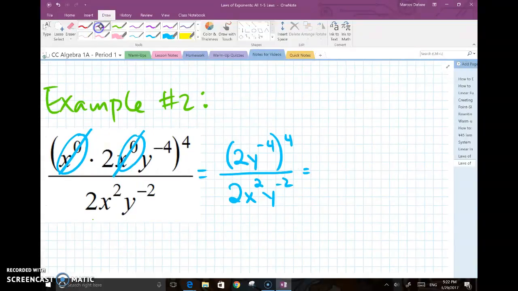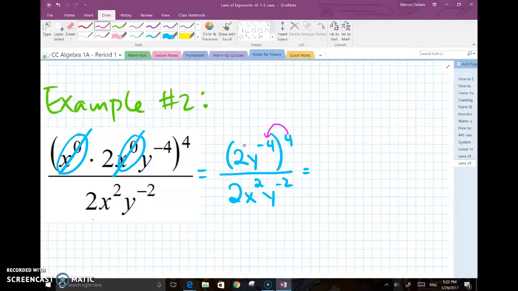So what I will do now is take this 4 out here, and I'm going to distribute it to the powers inside. Now the y has a power of negative 4. That's pretty clear. The 2, however, doesn't have a clearly marked exponent. But like I just said a little while ago, if you can see a base, it has a power.